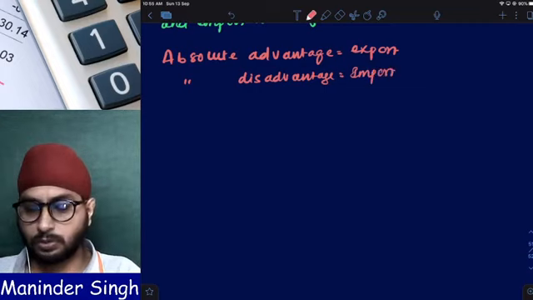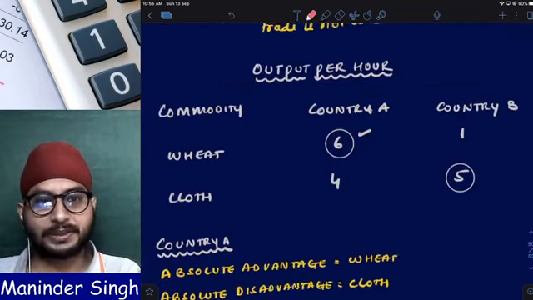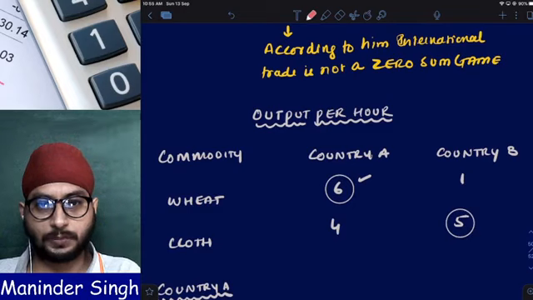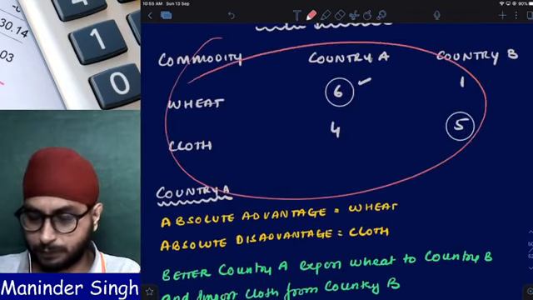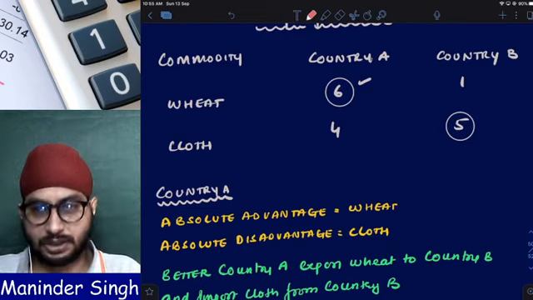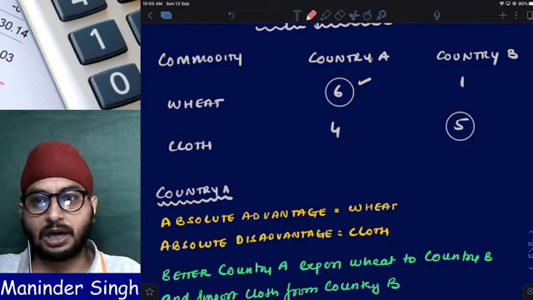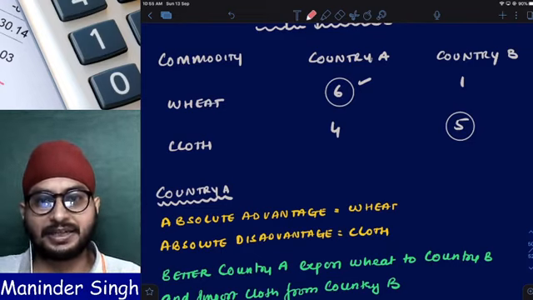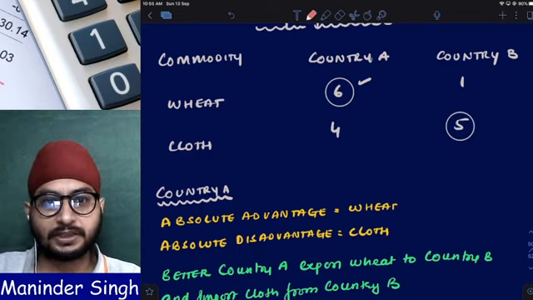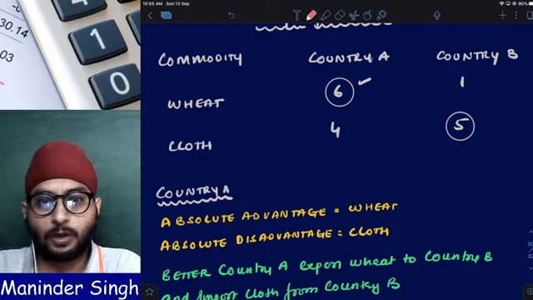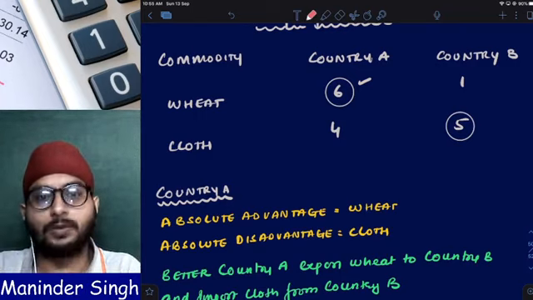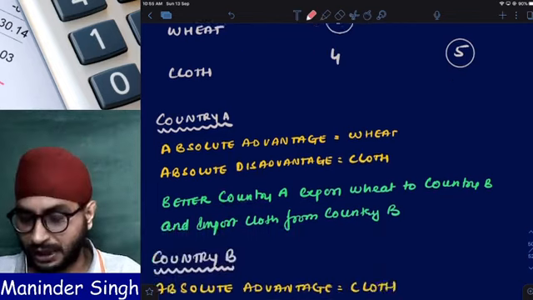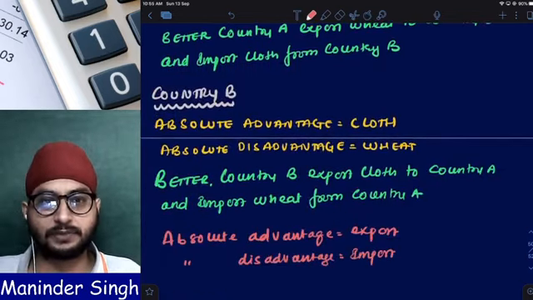Till now, I hope it is clear. Tomorrow, we will see this same diagram. We'll understand how country A is getting an advantage over country B in wheat, and how country B is getting an advantage in cloth, and what exactly that advantage is. That analysis we'll see tomorrow. As of now, this much should be clear for you.